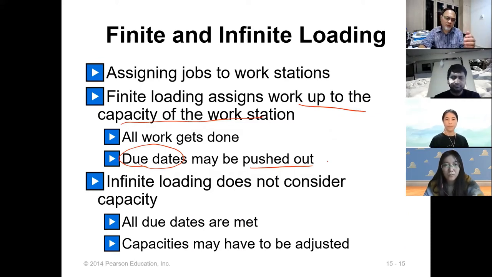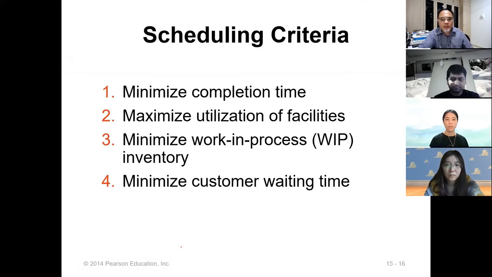So we need, can you accept another week, for example, not the request. So this needs to be adjusted. So infinite loading does not consider capacity because all due dates are met. But this capacity may have to be adjusted, provided the capacity is there, because it's just infinite loading. In real life, it is quite difficult, actually.